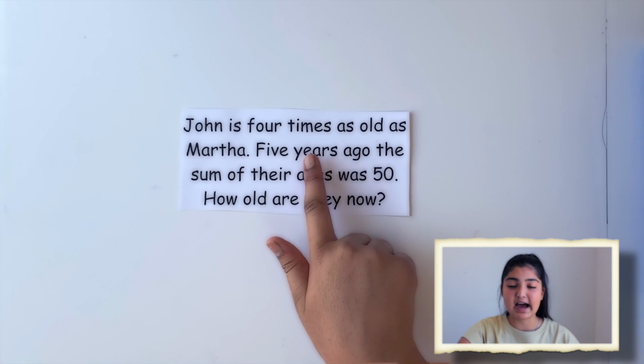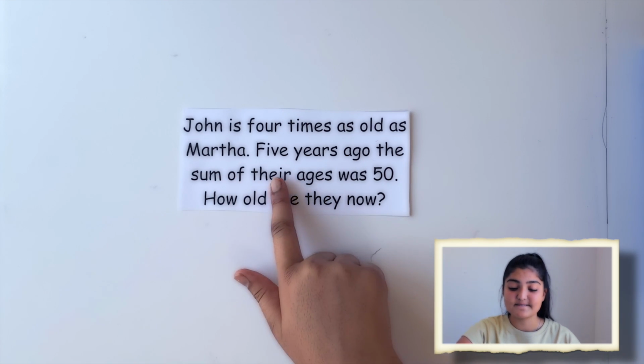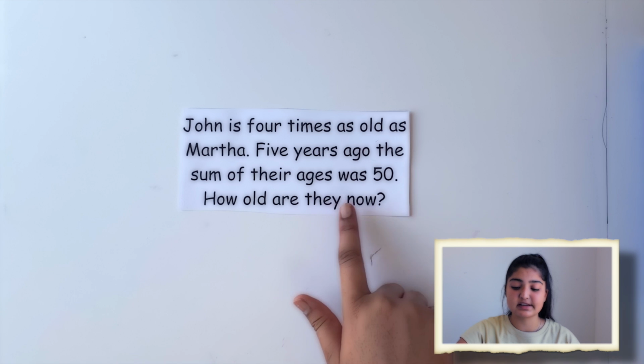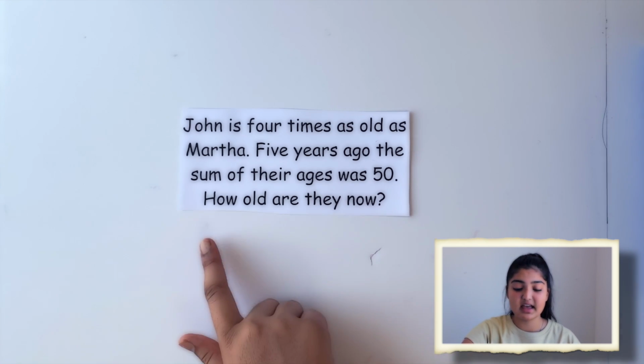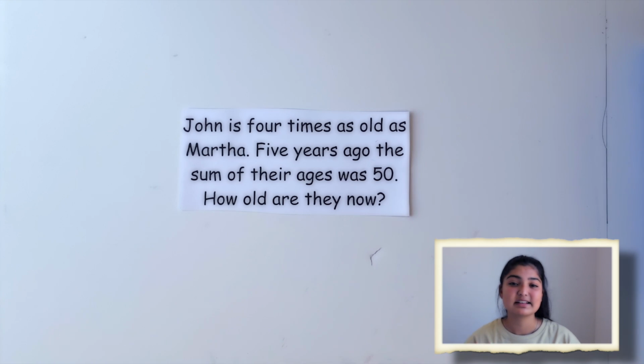John is 4 times as old as Martha. 5 years ago, the sum of their ages was 50. How old are they now? To better understand this problem, let's put it all on a timeline.